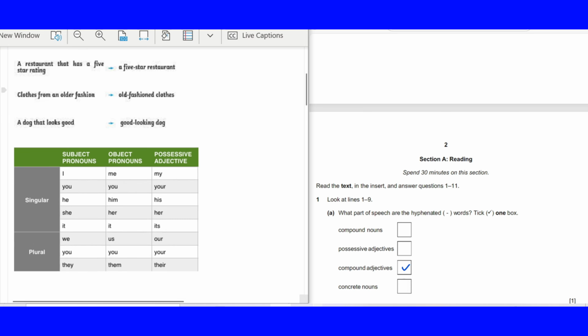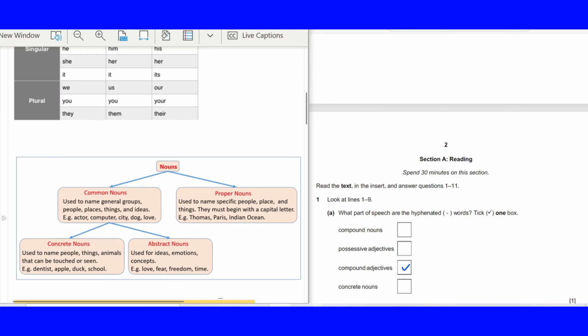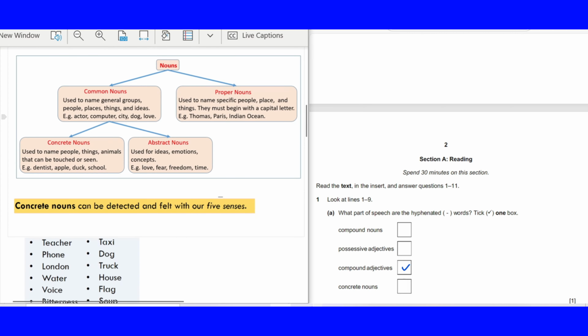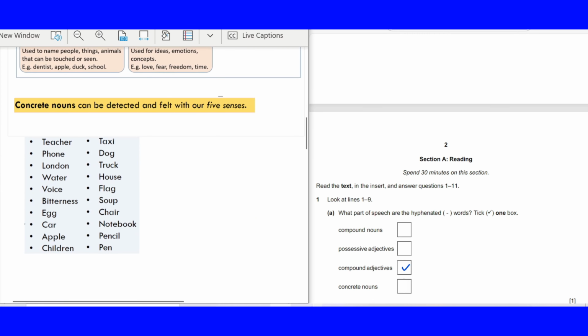Next, concrete noun. Noun is actually divided into common and proper nouns. Common nouns are again divided into concrete and abstract. Concrete is the noun that can be touched or seen, while abstract is most of ideas, emotion, and concept. Examples of concrete nouns are dentist, apple, duck, and school. Abstract nouns: love, fear, freedom, and time. Concrete nouns can be detected and felt with our five senses. These are the examples for concrete nouns. So I hope it's clear.